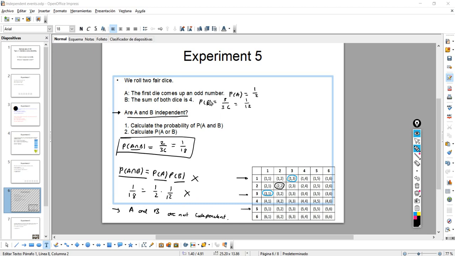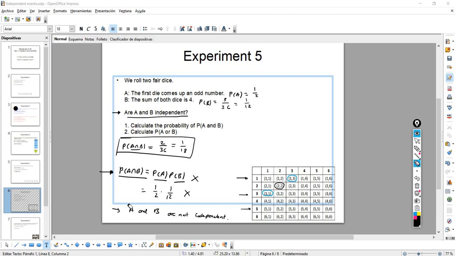So that's how you can check for independency, guys. Once you have the individual probabilities of the two events and also the probability of both of them happening at the same time. Once you have all of those three things, then you can use the formula as a test for independency. And in this case, they were not independent.